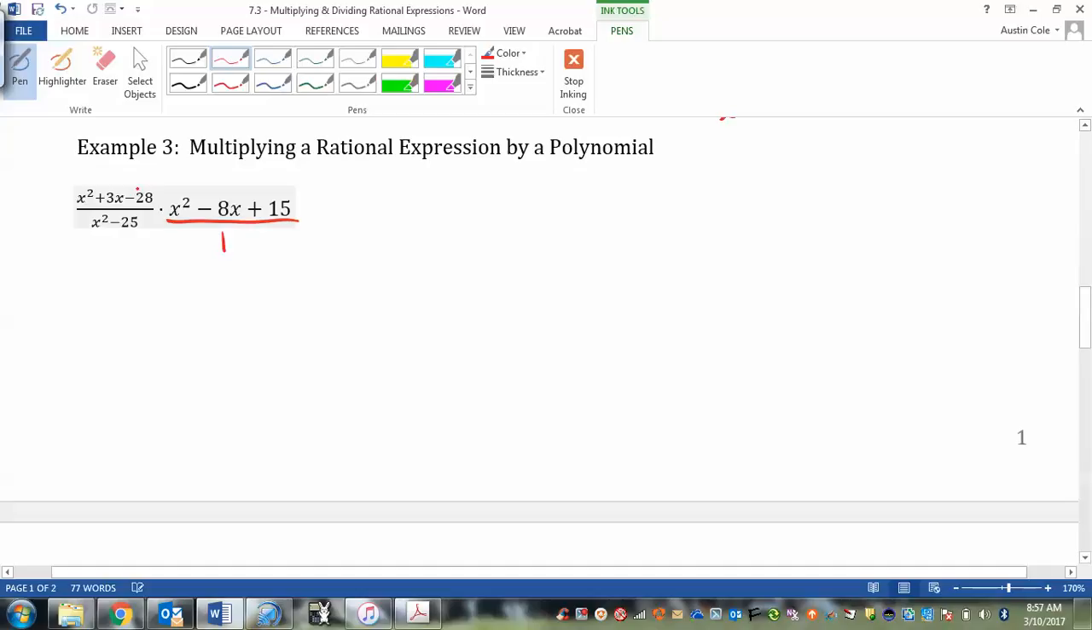So when I factor this, I'm looking for factors of negative 28 that add up to 3. So what are those? Well, figure it out. Negative 7 and 4? Or 7 and negative 4? I like 7 because this is positive, so x plus 7 and x minus 4.